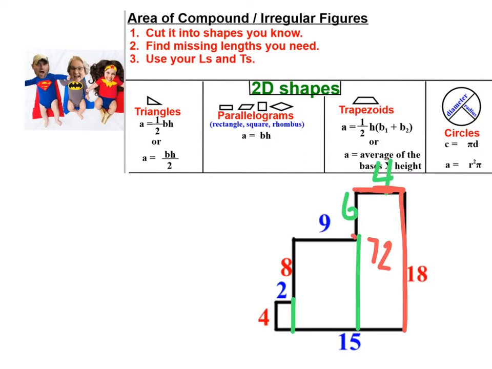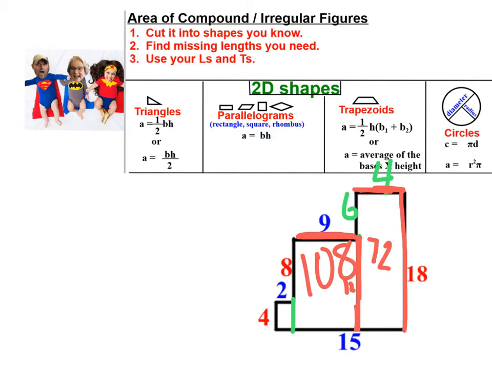This one, the middle one, I need to take 9, not 15, because 15 goes too far. And then I need this green distance, which I actually don't have, so I have to find it again. This is 8. This is 4, so that's 8 plus 4, which is 12. Now I take 9 times 12 and get 108.